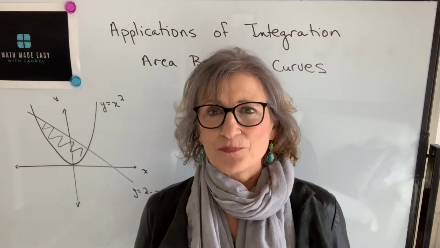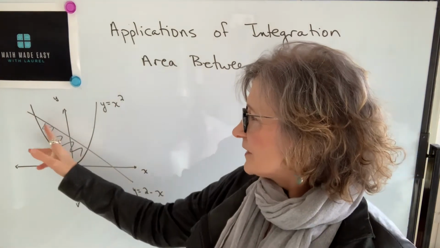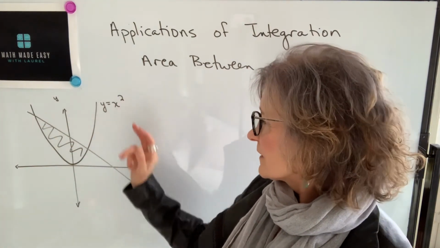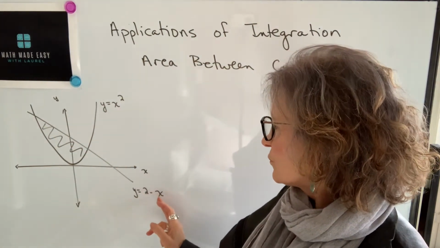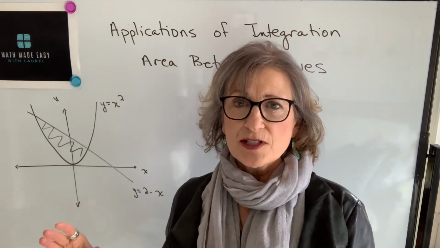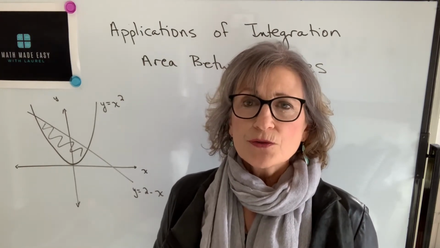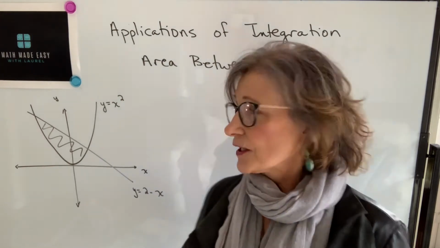So if we looked at this example, and I wanted to find the area between y equals x squared and y equals 2 minus x, I would need to draw both of those curves to see which curve's on top, which curve's on the bottom. I would also need to be able to find my points of intersection.